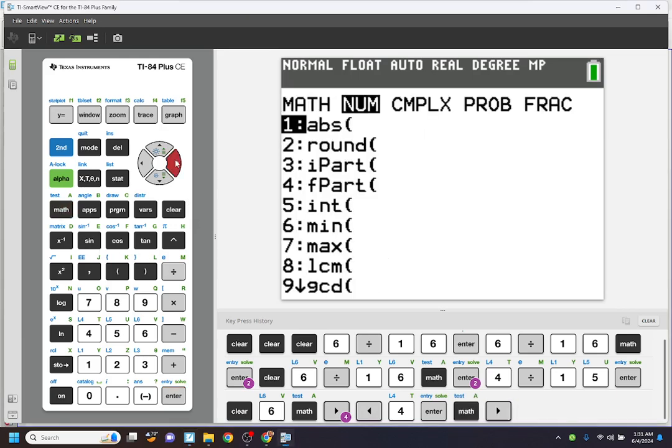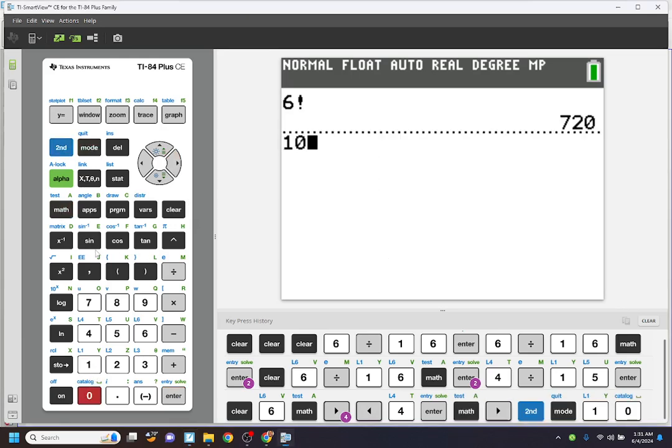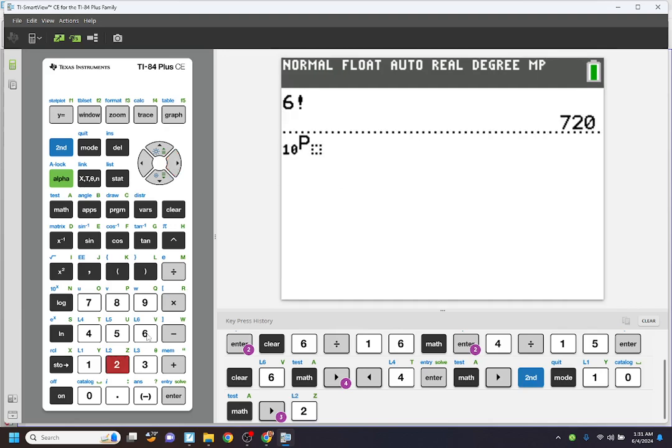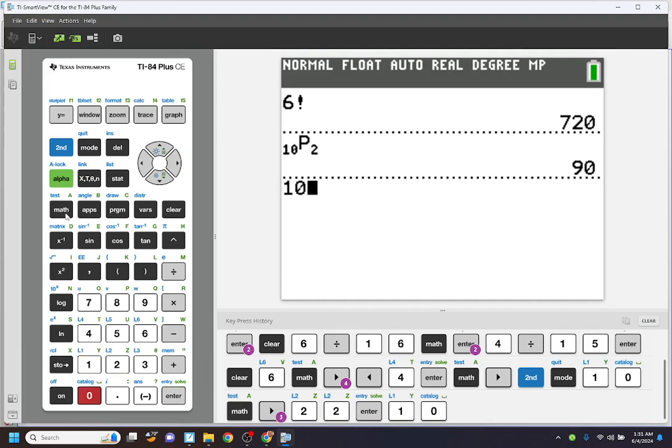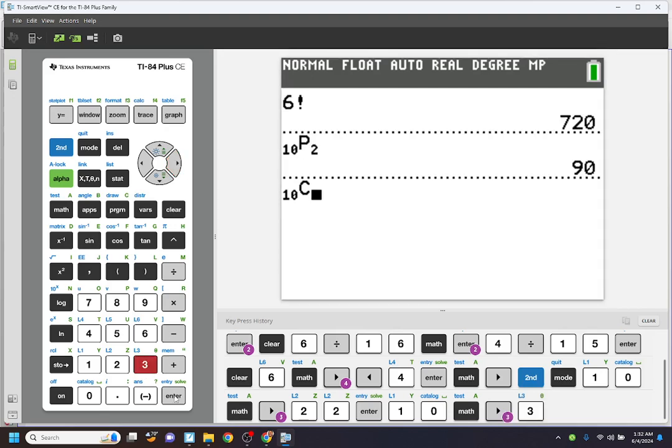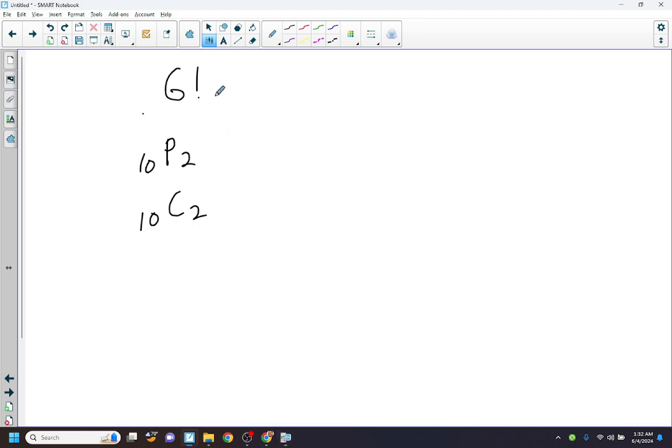10p2, math, we go over here. Oh, I got to put the number first, so 10. Then I go to math, put the number here. I want P, so that's option 2. And then 10p2, that's going to be 90. And then if I want C, so N, I put 10, put the probability, option C, so that's 3. And that's 2 again? Yeah, 2. So that's 45. So 720, 90, 45. So that's your answers. Remember, you could get that from a calculator.